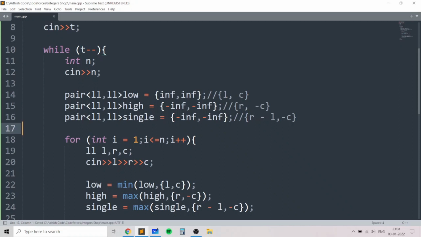And for each i going from 1 to n, we will take in the ith interval. We will update low to be the minimum of low and l comma c. So l represents the left endpoint and c represents the cost, so we minimize the cost and the left endpoint. Similarly we maximize the right endpoint and the negative value of c, which will help us minimize the value of c itself. And similarly we maximize the range of a single interval.